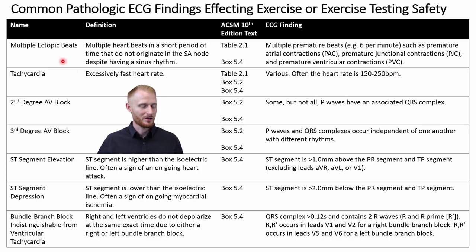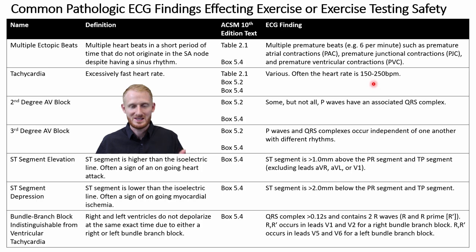All right, the next pathology on our list is tachycardia. Tachycardia is just an excessively fast heartbeat. So it's when your heart goes much faster than it should. Typically, it's defined as 150 to 250 beats per minute when there's not a reason for it to be doing so.